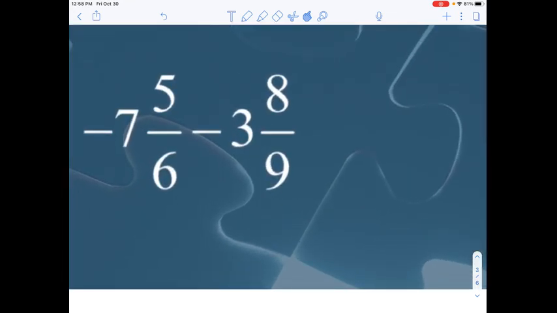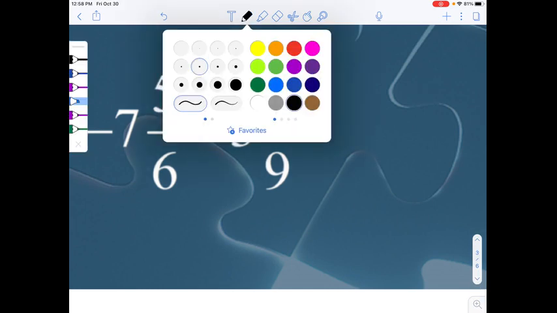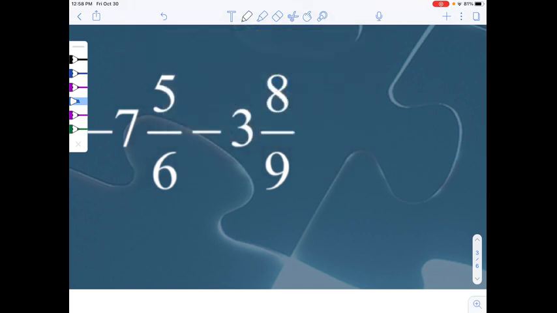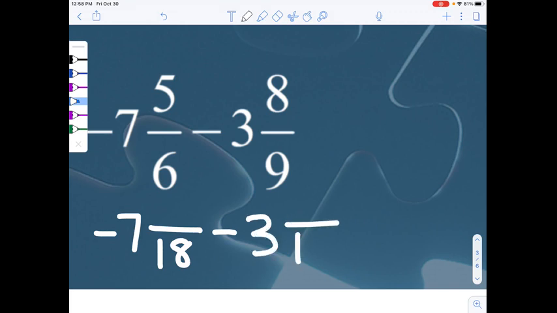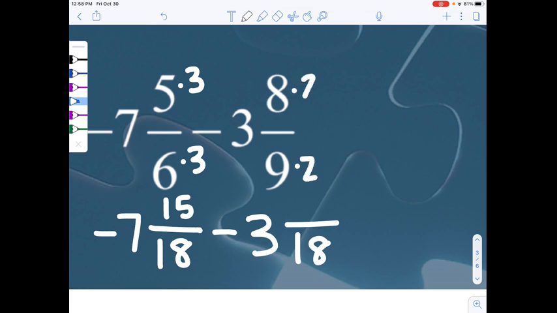Negative 7 5/6 minus 3 8/9. Well, they don't have a common denominator, so I need to get them to have a common denominator. When I look at 6 and 9, we can do a common denominator of 18. So I'm going to do negative 7 and something over 18 minus 3 and something over 18. Well, to get 6 to 18, I have to multiply it by 3, which means I have to multiply the numerator by 3 as well. 5 times 3 is 15. And then to get 9 to 18, I multiply it by 2, which means I have to multiply 8 by 2, which is 16.